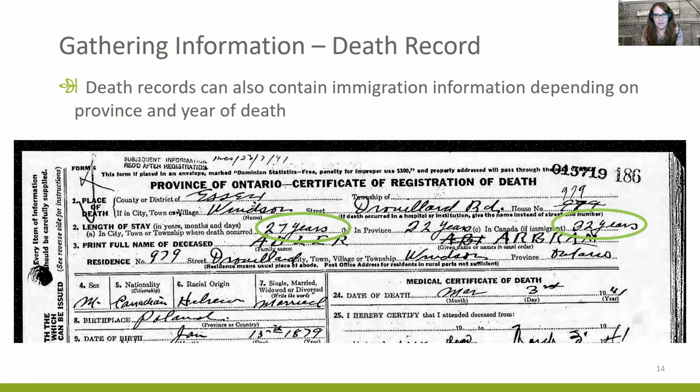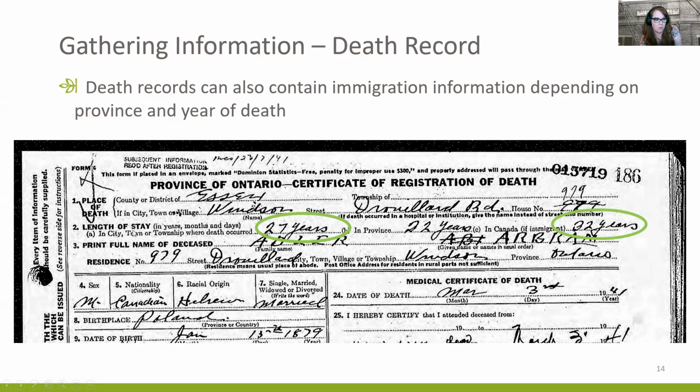Death records can also give us information about arrival. Again, it depends on the province and it depends on the time, and some records will have it and some records won't. This, again, is another example from Ontario. It's 1941. It's the death of Abraham. We see here on the far right, it says that he was in Canada for 32 years. So you can just do that math, and you know that would be roughly the time of arrival if the person who was the informant had the correct information. So again, grain of salt with this, but it's a clue.